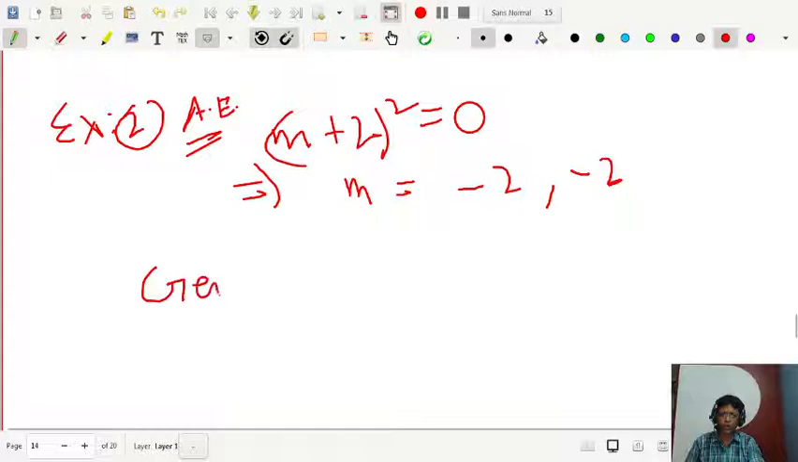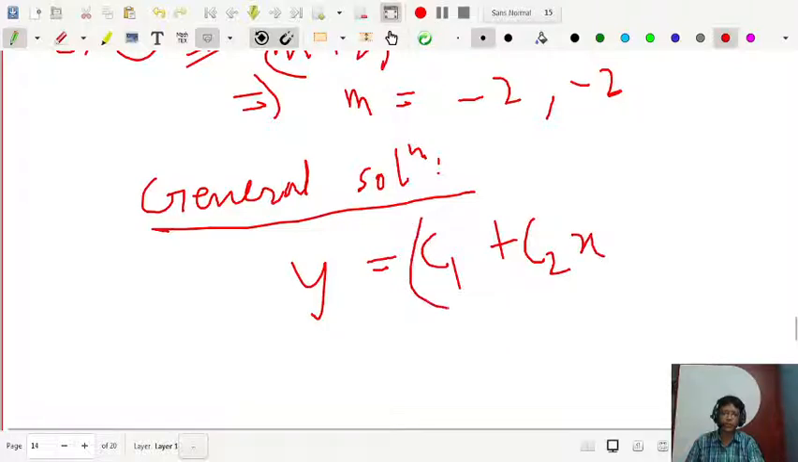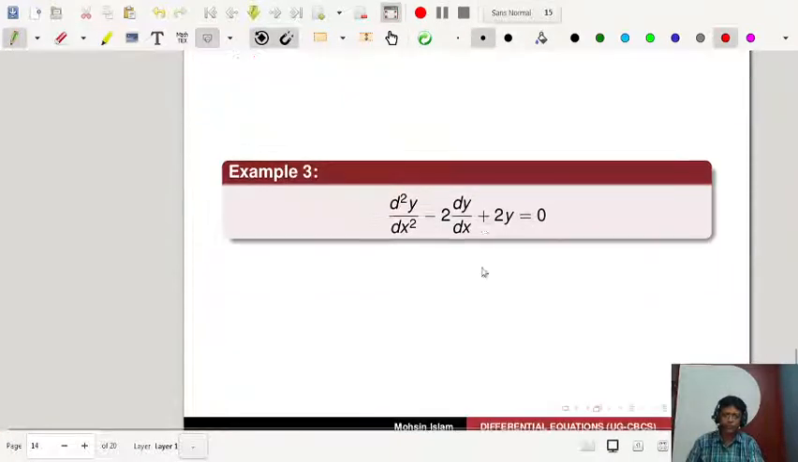So the general solution is y equal to c1 plus c2x, into e to the power minus 2x, where c1 and c2 are arbitrary constants. This is the way of writing. Next, let's have a complex case.